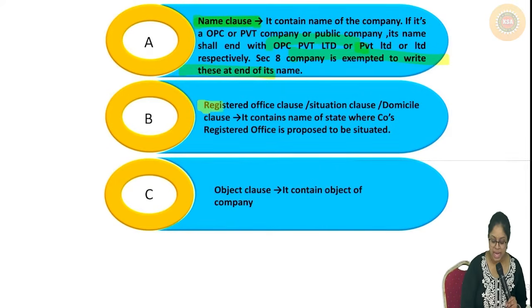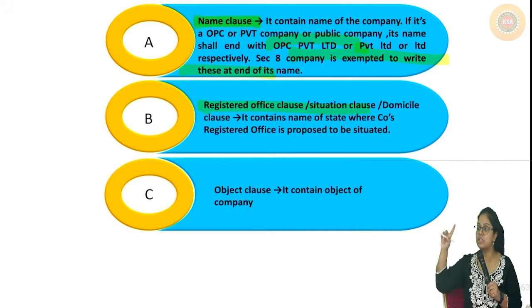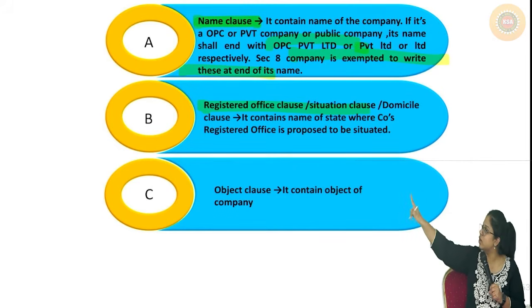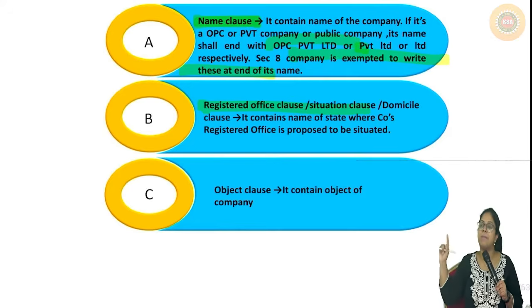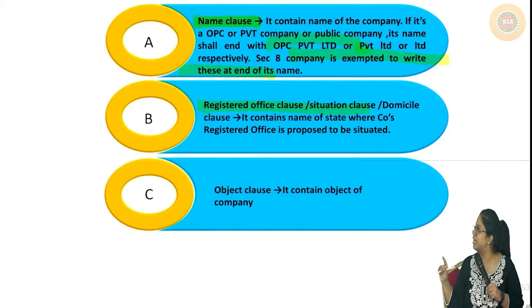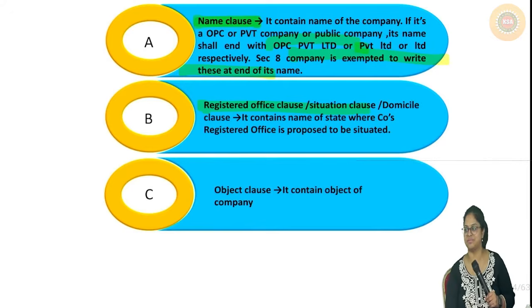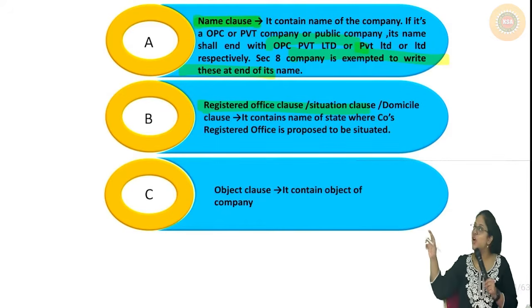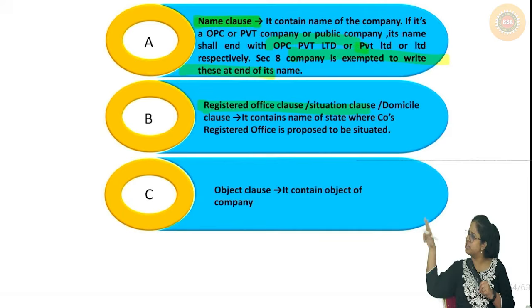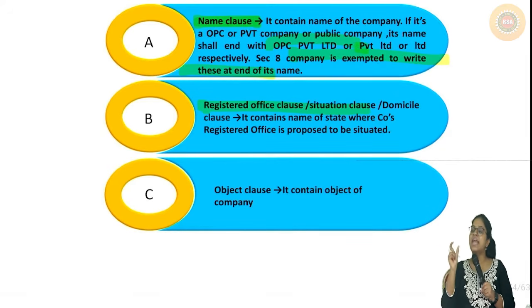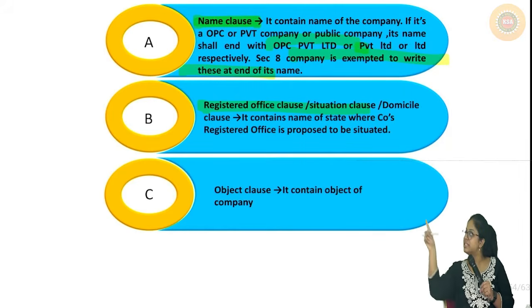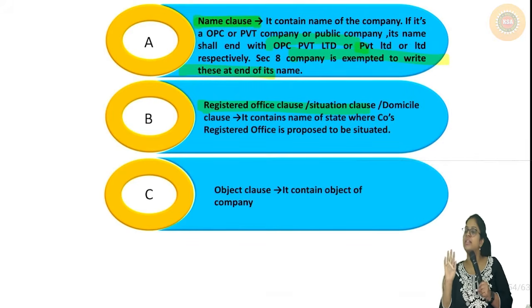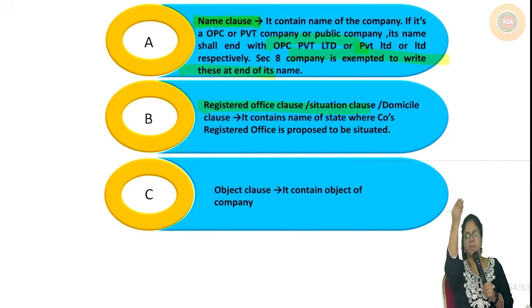It's not required. Next is the registered office clause. The first clause is the name clause. The second clause is the registered office clause. The registered office clause will talk about what? It will say in which state that particular company is registered. Now, what a lot of people think is in this clause full address will be there. No, in this you have to only mention what is the state. It's Maharashtra, Tamil Nadu. Like that, you only have to mention the state in the registered office clause.